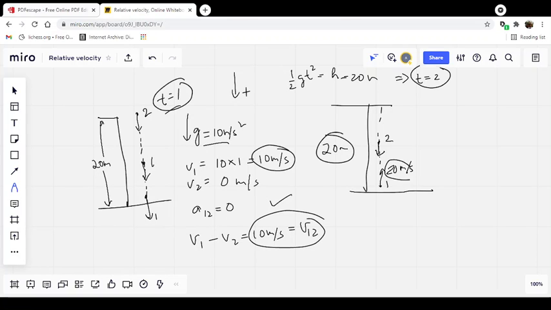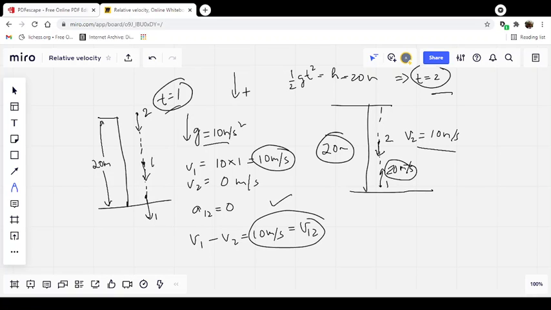So its velocity would be 20 meters per second, and the second ball, which is going downwards, would also have some velocity. The velocity of the second ball at this time would be 10 meters per second. Why 10 meters per second? Since it was dropped at 1 second and now the time is 2 seconds, it has taken 1 second in coming from this position to this position. So its velocity would be acceleration into time taken, that is 1 second, which gives us 10 meters per second.